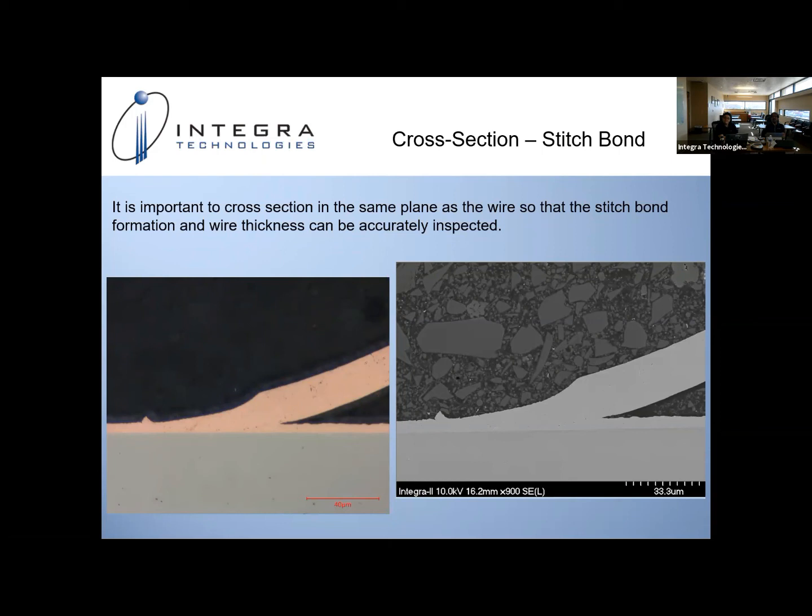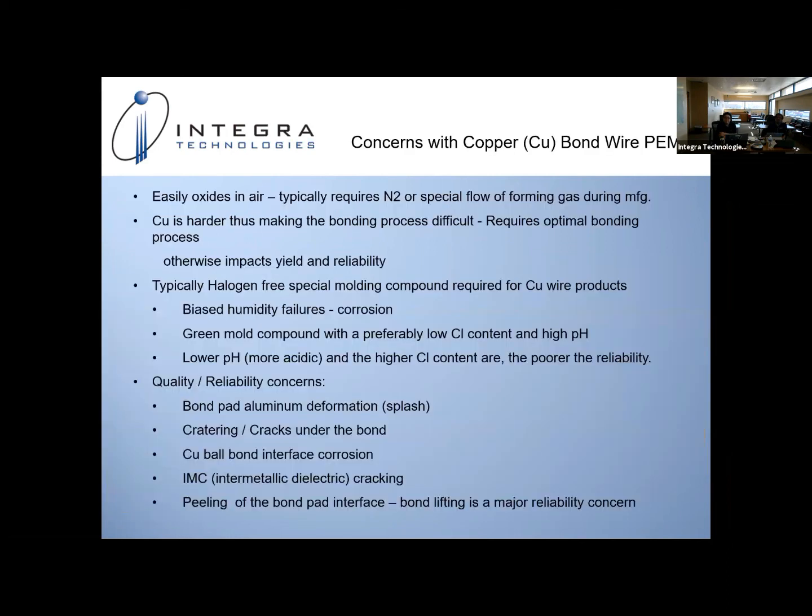And this is a cross section of the stitch bond, and it's really important to have a good cross section, because it tells you the formation of the stitch bond again and the wire thickness for inspection purposes.